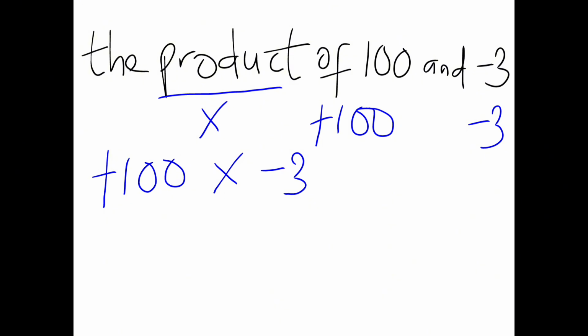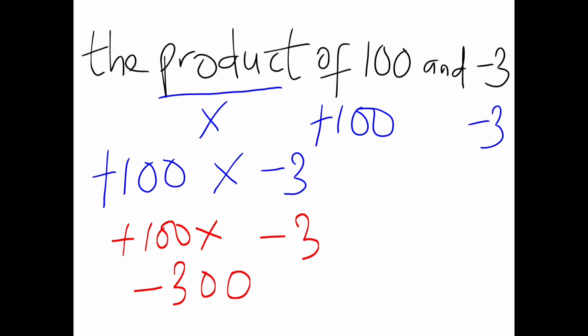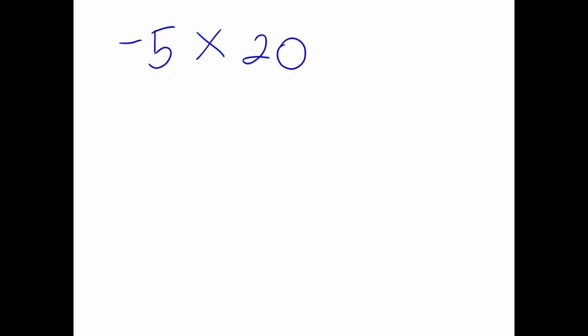Good. So now I said let's settle the sign first and then we settle the figure. So we have a plus sign multiplied by a minus sign. What does that give us? Good, minus. And then we figure out the figures. 100 multiplied by 3, and that gives us what? 300. And our final answer is what? A minus 300. Do you understand? Very good. Here is another easy question to calculate.